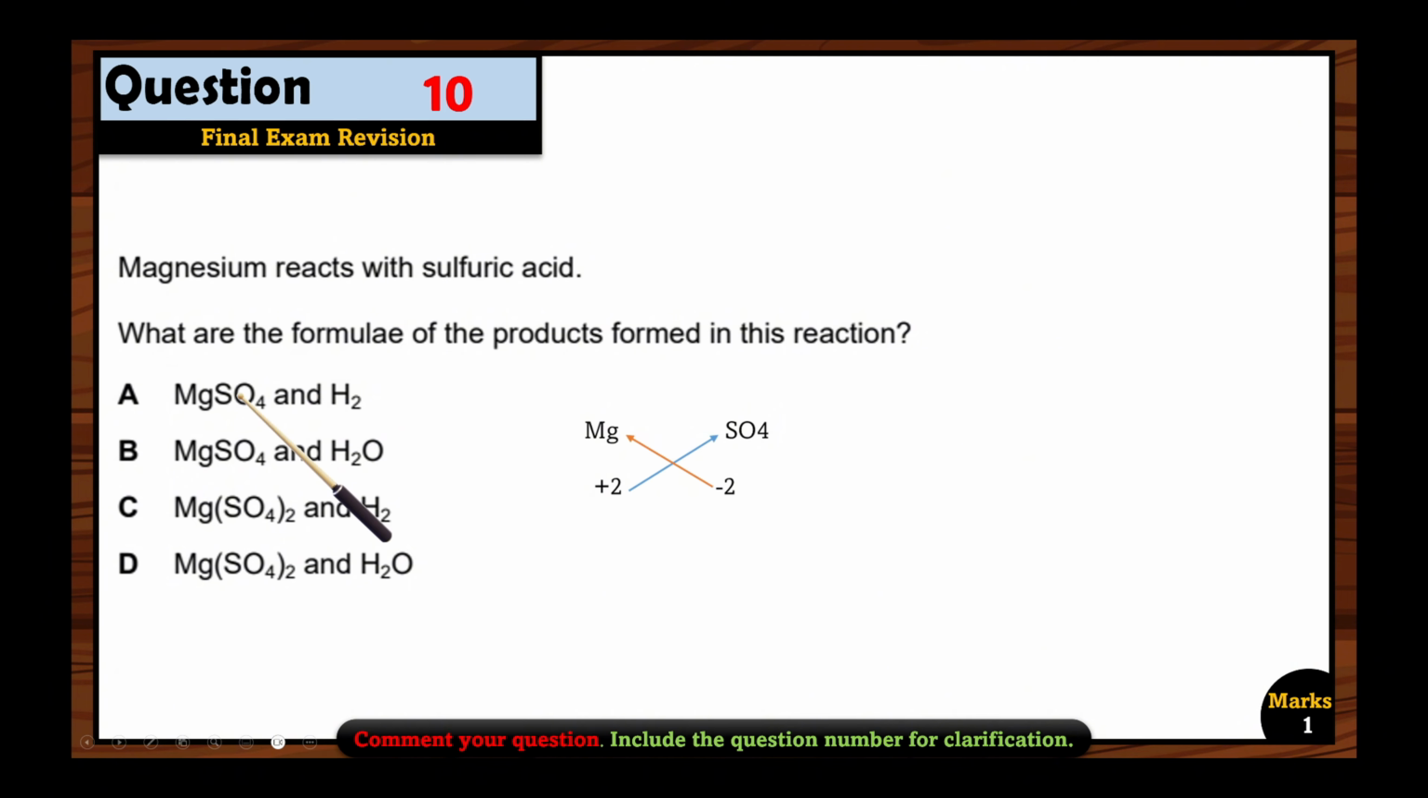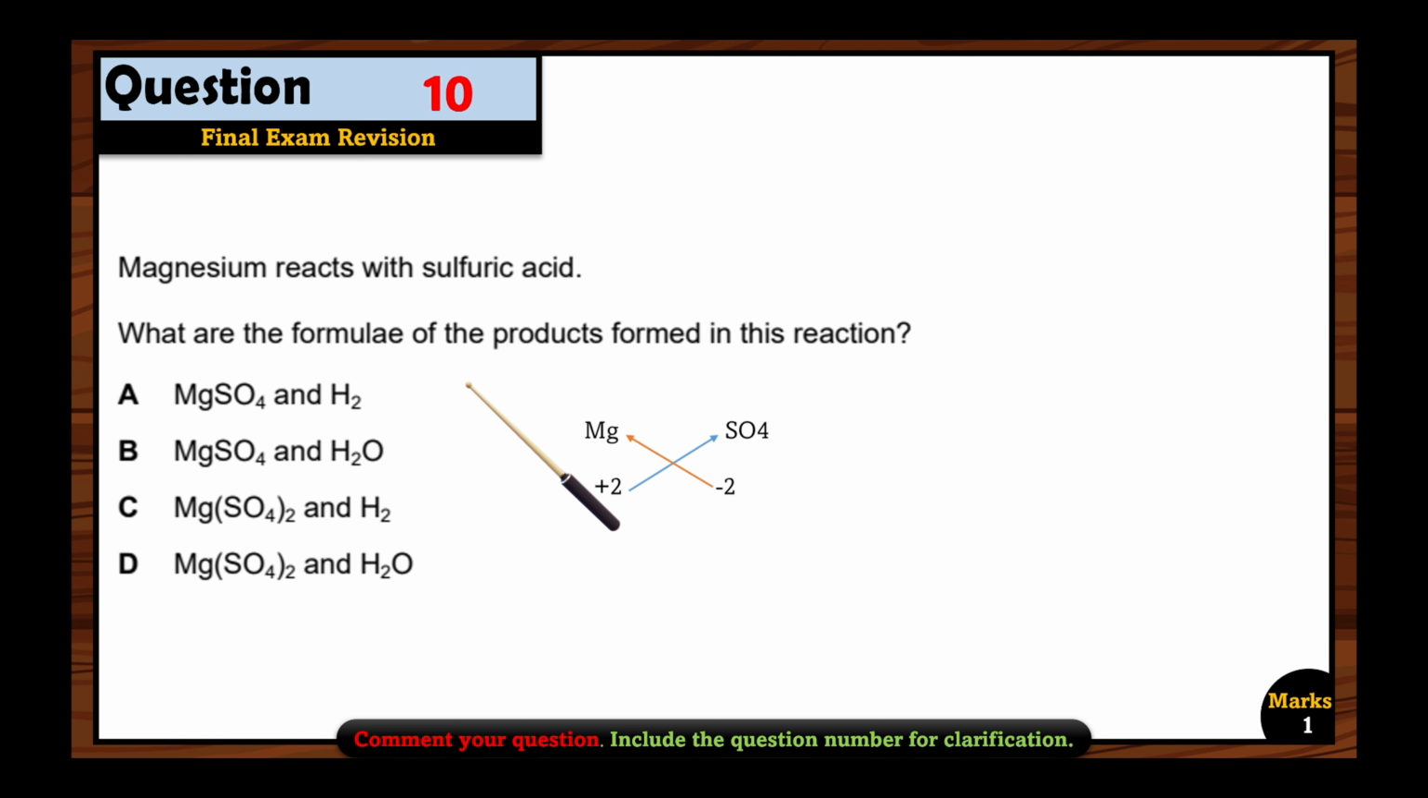Question number 10. Magnesium reacts with sulfuric acid. What are the formulas of the products formed in this reaction? So now let's see when magnesium reacts. Magnesium is a metal, right? And whenever magnesium reacts with sulfuric acid, remember that metals reacting with sulfuric acid will always produce hydrogen gas and metal sulfate. So if you find hydrogen gas here, yes, A or C option can be right, okay? It only produces hydrogen gas, not water, whenever metals react with sulfuric acid. So now A or C option can be right.